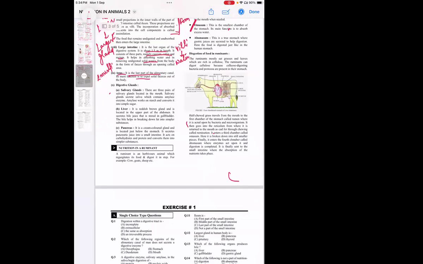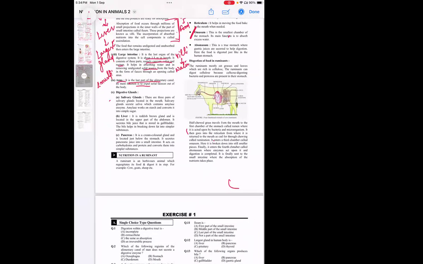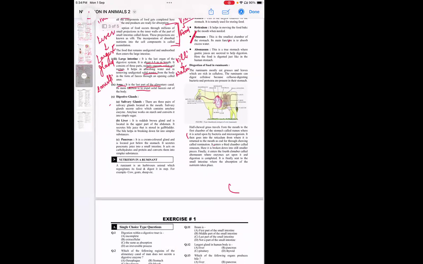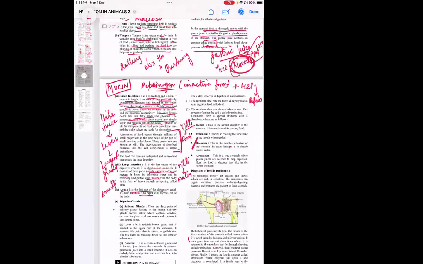Ma'am, I'm just seeing my textbook. Back when you mentioned the pharynx, where is it located? Is it located on top of our tongue? Is it that bulb-like structure?